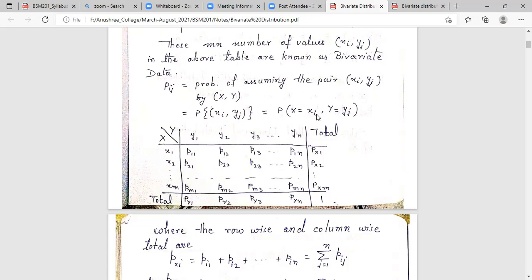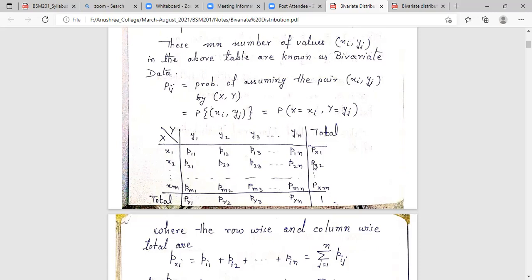P12 means x equals x1, y equals y2. P13 means x equals x1 and y equals y3. Likewise, we are writing all the probabilities corresponding to a particular pair of the bivariate data. These entries are nothing but the probabilities corresponding to a particular pair of the bivariate data.